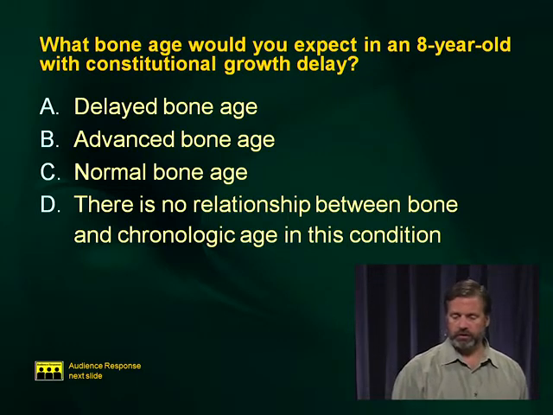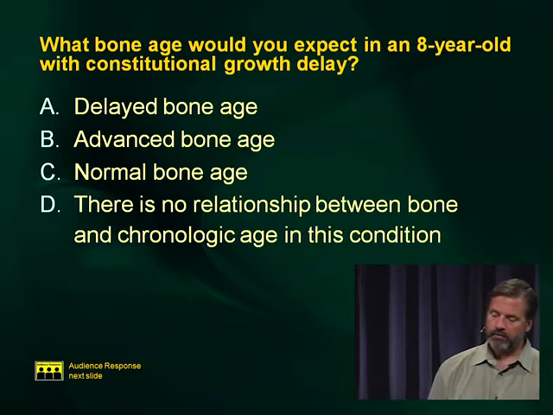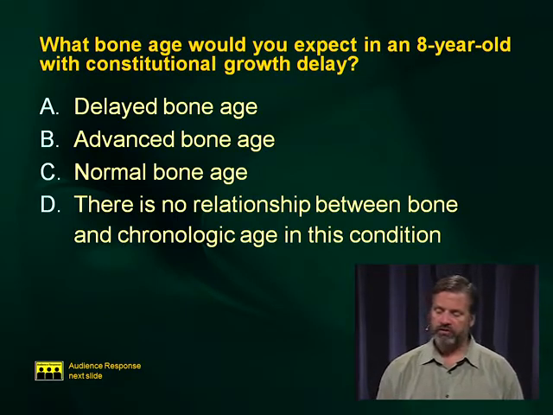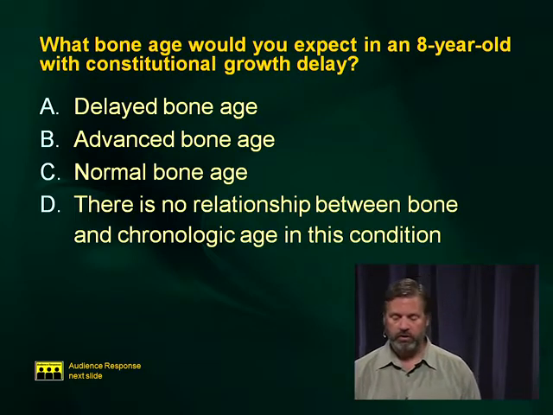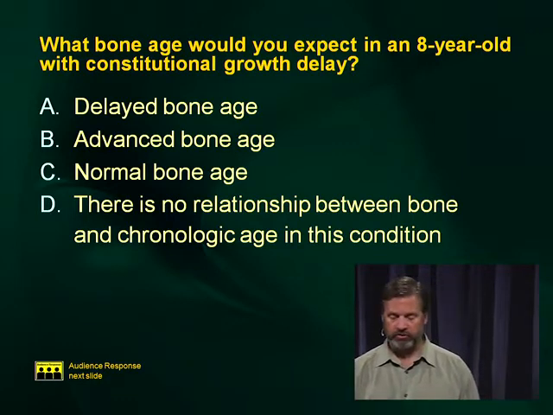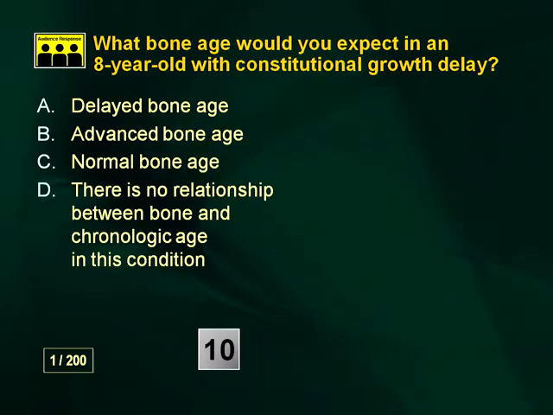So we're going to shift to a little bit about bone age because you need to know how to measure that. I've got a question for you here. For this particular patient with constitutional growth delay, what bone age would you expect? If you checked it in this 8-year-old with this presentation, we expect A, a delayed bone age, B, an advanced bone age, C, a normal bone age, or D, there's no relationship between bone age and chronologic age in this condition. Should we pick one of those?